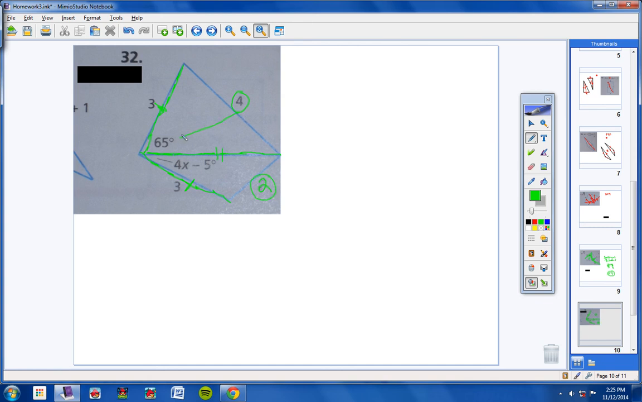So this angle here, 65, has to be what? Greater than this angle here, which is 4x minus 5. So there we go. Bring the 5 over and make it a positive 5. Now we have 70 is greater than 4x. Now divide both sides by 4, and you should get 17.5. There you go.